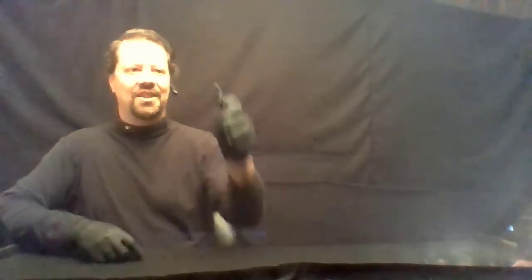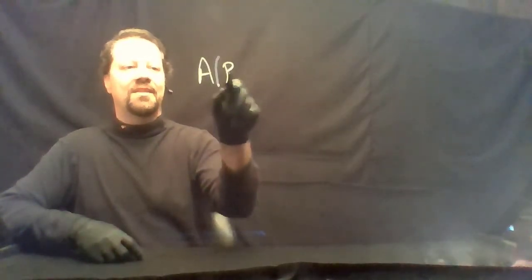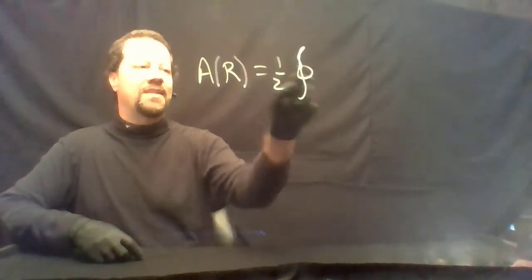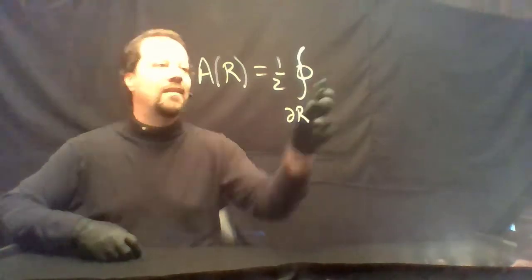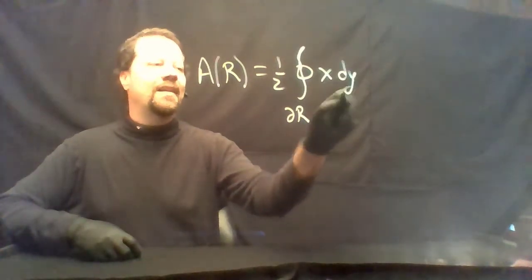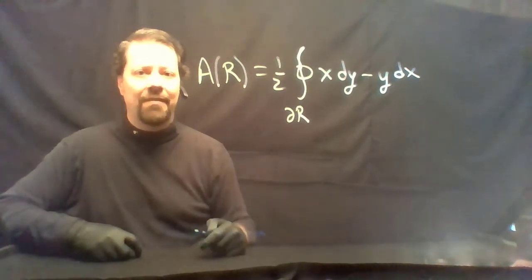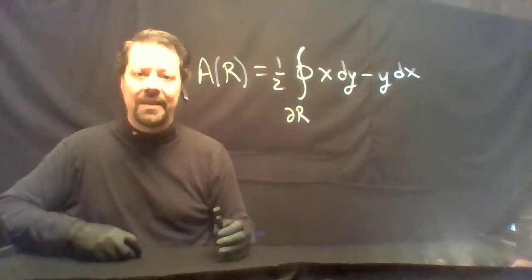In our last lecture, we showed how the area in some region R can be calculated as 1/2 times the integral around the boundary of the region, x dy minus y dx. We can verify this completely now using Green's theorem.